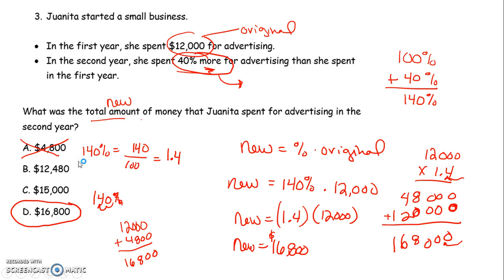But sometimes I just like to look. Oops, sorry about that. I like to look and see, like, why did they give that as a possible answer? Well, that's the amount of extra money she spent that second year. All right, so just be careful with percent increase, decrease. You have to think about how is that percentage changing. I hope that helps.